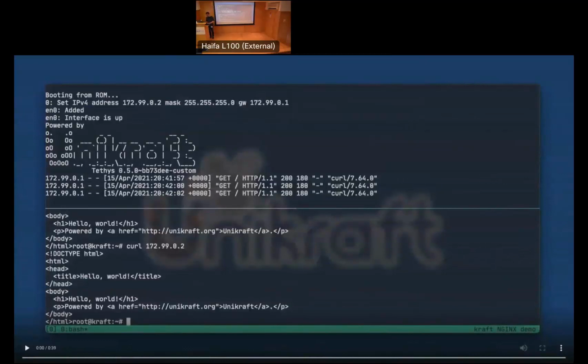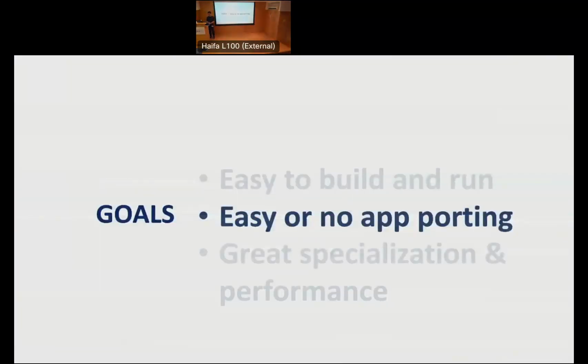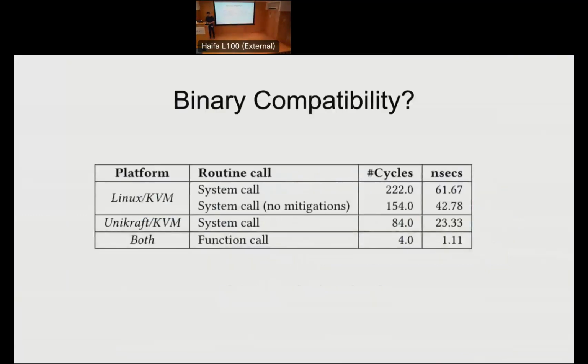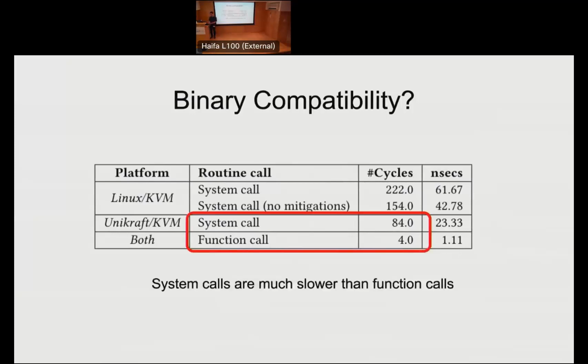So the second goal that we had is to avoid application porting, or at least limit it to the bare minimum. And in the literature, some projects try to tackle this using binary compatibility. And examples of this include HermiTux, or OSv, or Lupine. And that's really nice because you really don't need the source. You can just run it and it just works and you have the benefits. The downside of this is that the system call cost when you do this is still significantly higher than a simple function call, which kind of stands at odds with what we want to achieve in Unikraft.